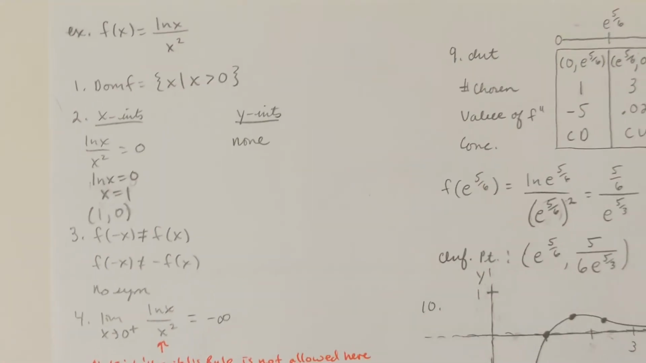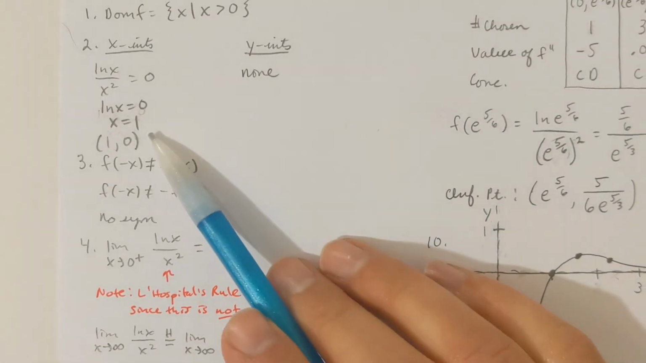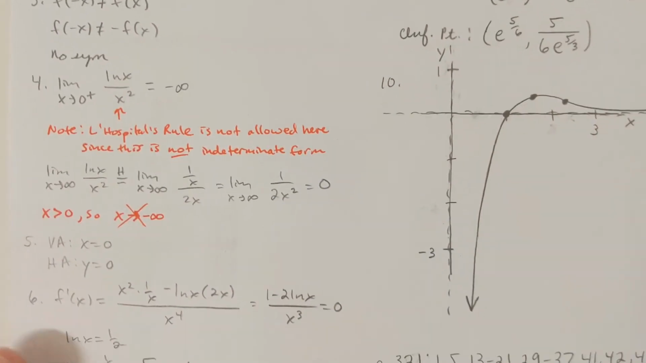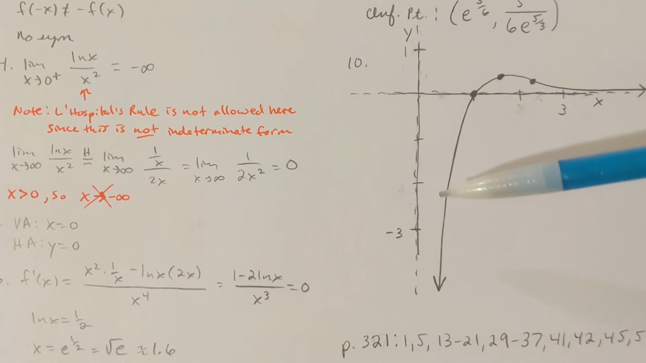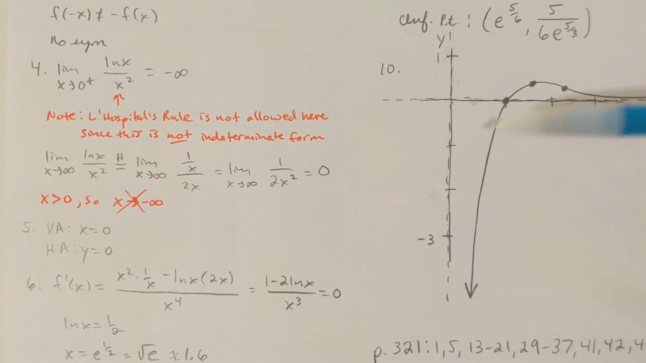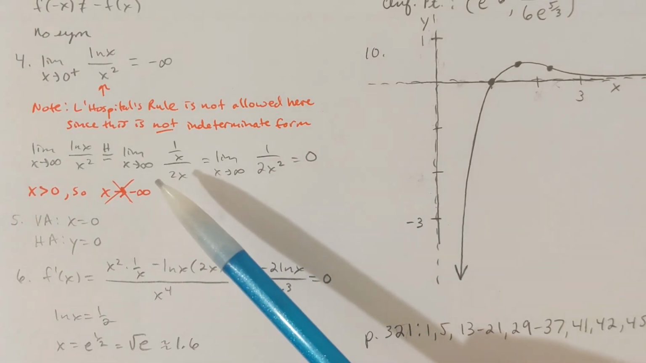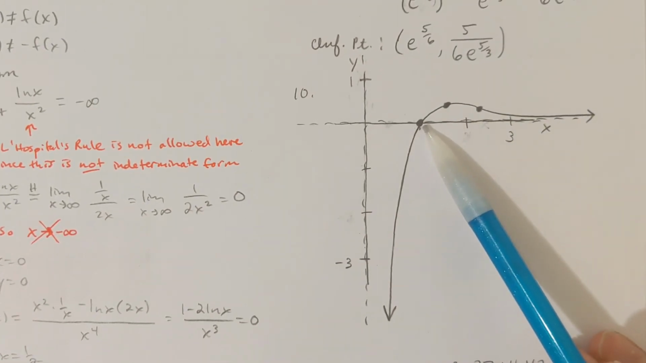And now I think I'm ready to sketch my graph here. So domain is all positive numbers. We do have an x-intercept at 1, 0, and there's no symmetry. The limit as x approaches 0 from the right of the function is negative infinity. Okay, so the curve is heading downward there if I'm on the right side of the vertical asymptote. We have a horizontal asymptote at y equals 0. Okay, and it looks like this curve will cross the asymptote once. Okay, this point is still on the graph.